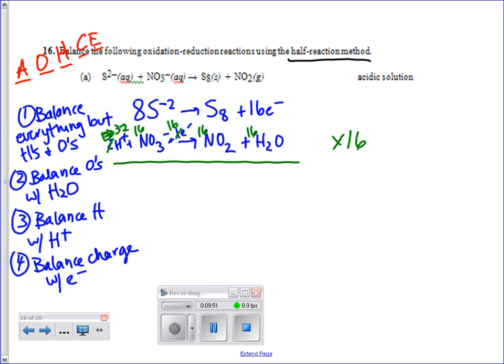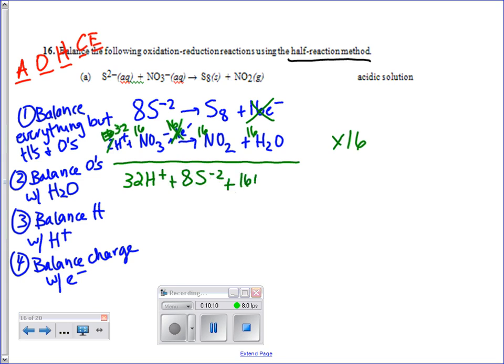All right. If I did my job correctly, my electrons will be on opposite sides of that sign, which they are. So my electrons always cancel. I never have to add them up. If they don't cancel, I did something wrong. So I'm going to rewrite what I can. I have 32 H pluses plus 8 S minus 2s.